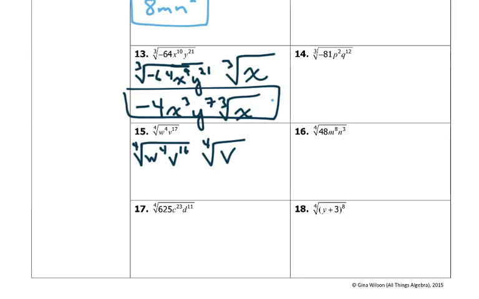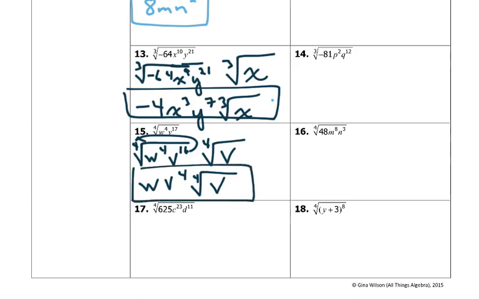So 4 divided by 4 gives us just w. 16 divided by 4, right? Again, this is a review. It gives us v to the 4th. And we're left over with the 4th root of v, and that is our final answer. All right, last but not least.